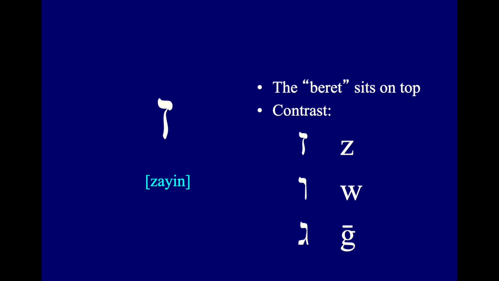Notice that we can compare it to the Vav, and also to the Gimel. It's a little bit like Gimel, but Gimel's got the foot. So Zayin's got the beret on top, that little hat. Vav has just got a little bend in it. You can also draw a Vav, like Kutz and Josberger say on page 8, just like an up and down line, like a nail. And then the Gimel's got a little foot.